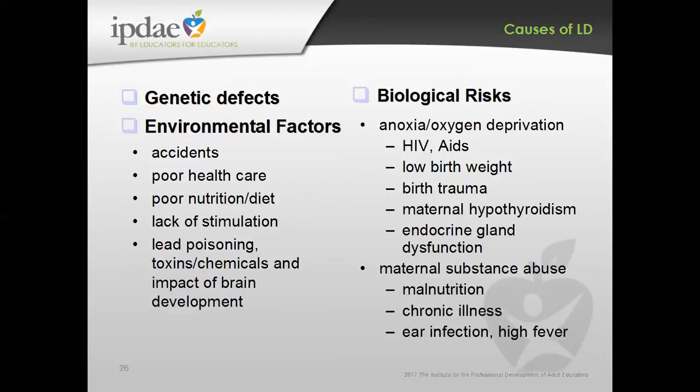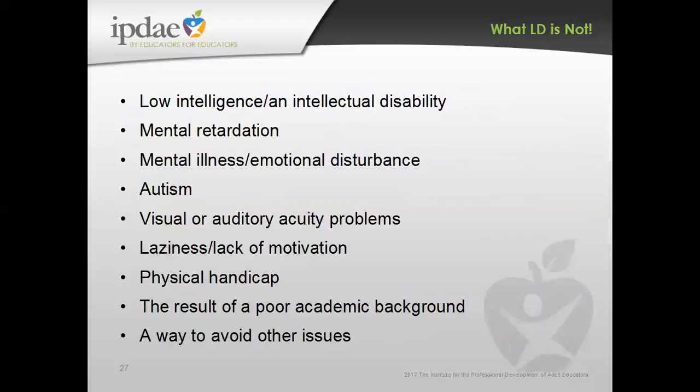The third, biological. Biological can be anoxia or deprivation of oxygen before or during birth, HIV or AIDS, low birth weight, birth trauma, a number of different maternal problems before or during pregnancy, even hypothyroidism or gland dysfunctions, and other problems that the mother may have. Any questions about causes? No questions so far. Okay.